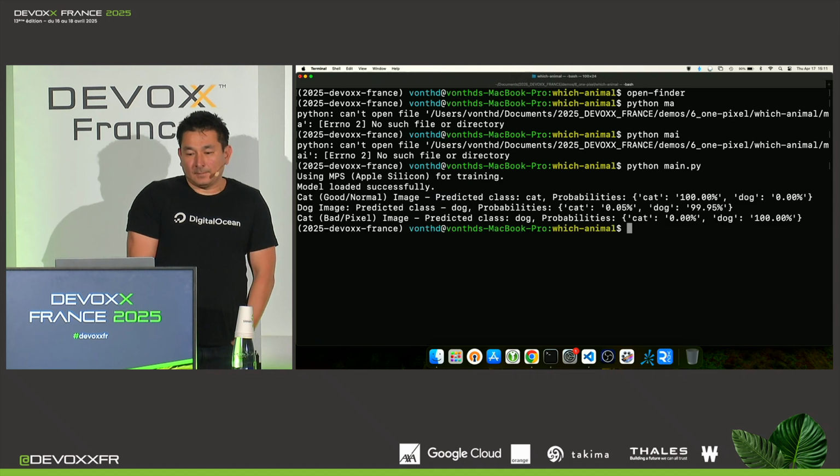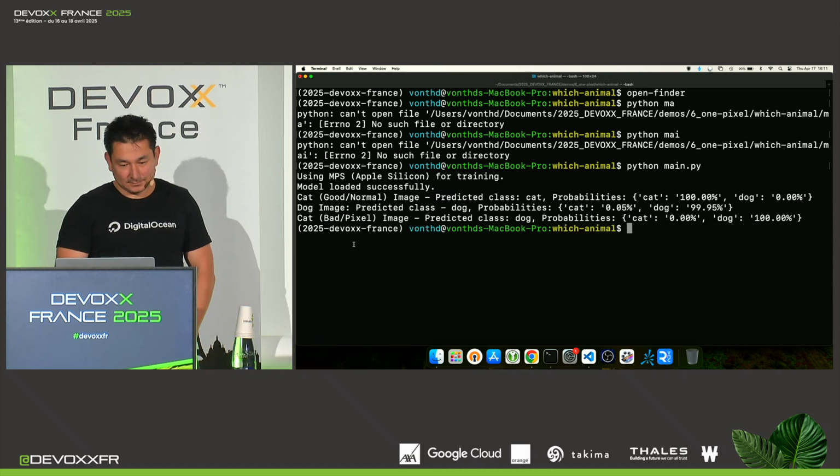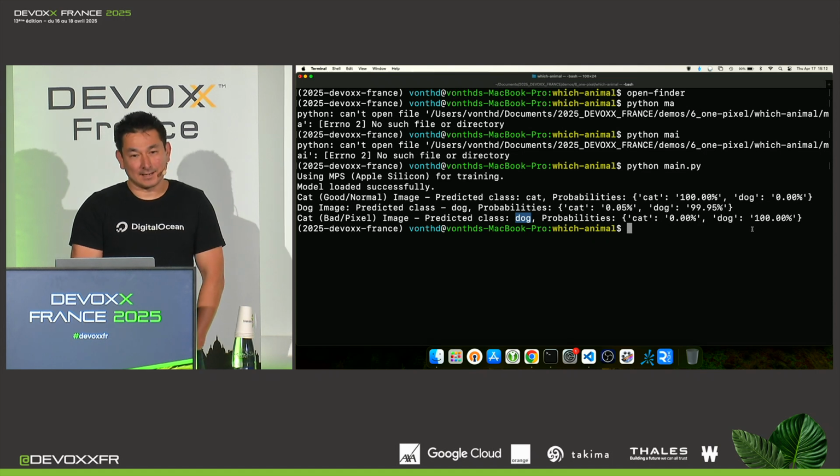So for the good cat image, predicted class is cat with a probability of 100%. The dog image, which is the normal dog image, classified as a dog at 99%. The bad cat picture, classified as a dog at 100%. I am so confident that this is a dog, it's obviously not right.